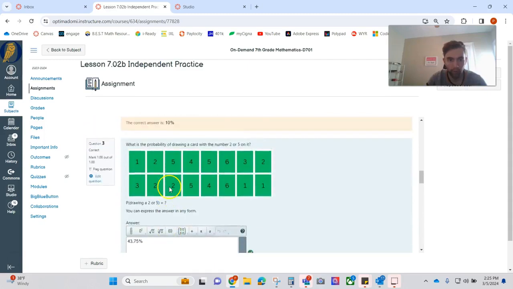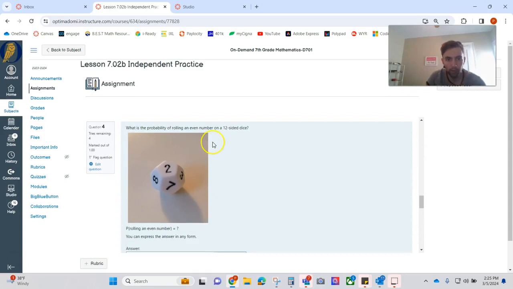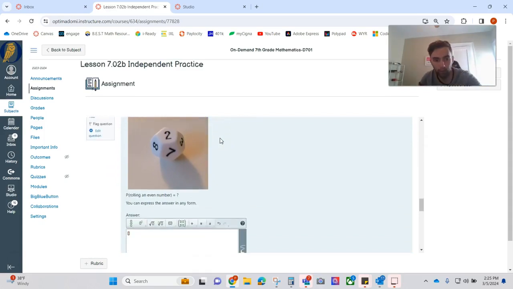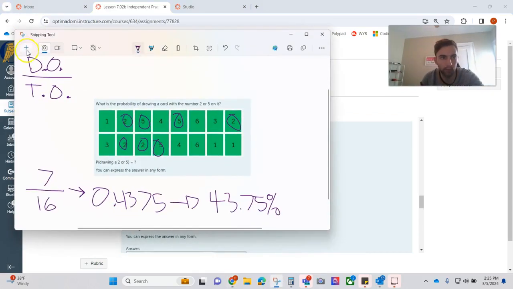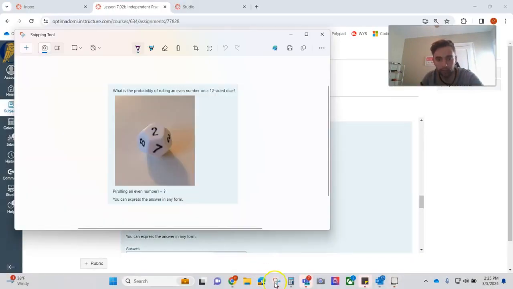Or 7 out of 16. That would also work too. Question 4. What's the probability of rolling an even number on a 12-sided dice? An even number on a 12-sided dice.